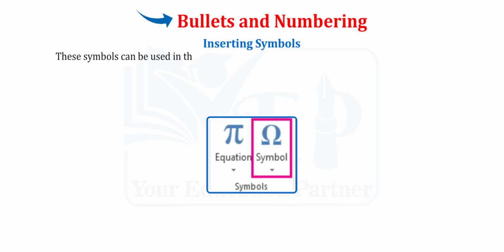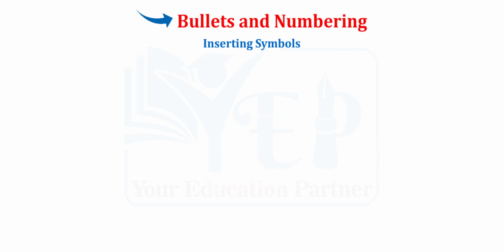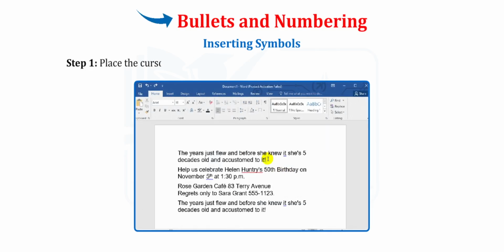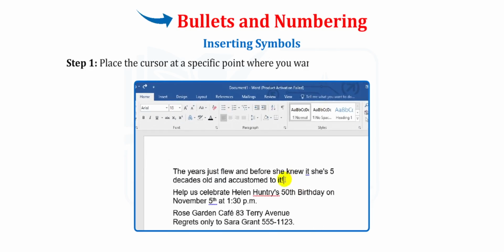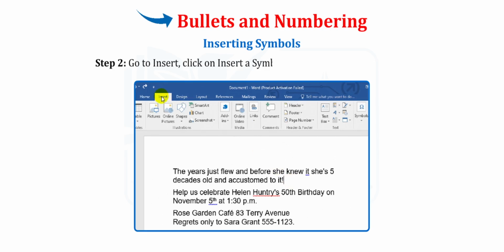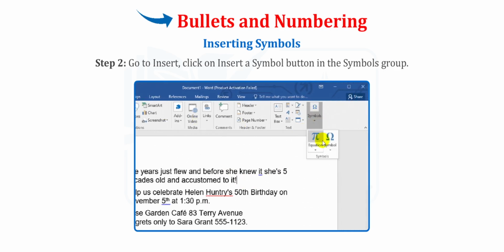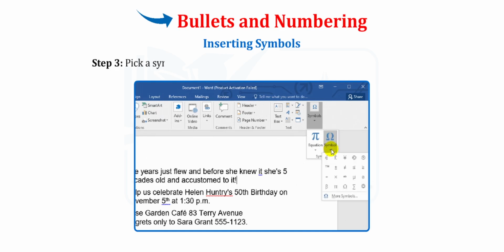These symbols can be used in documents where some scientific and arithmetic formulas have to be used. Step 1. Place the cursor at a specific point where you want to insert the symbol in a file. Step 2. Go to Insert, click on Insert a Symbol button in the Symbols group. Step 3. Pick a symbol or choose more symbols from the Symbol dialog box.